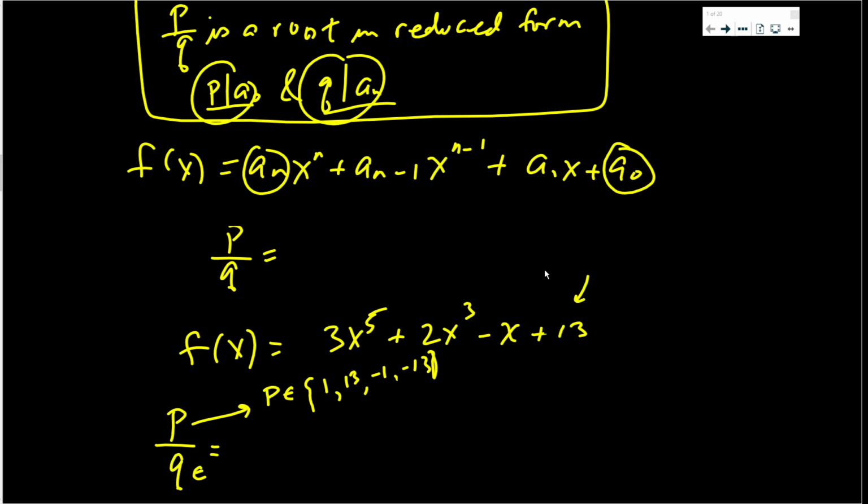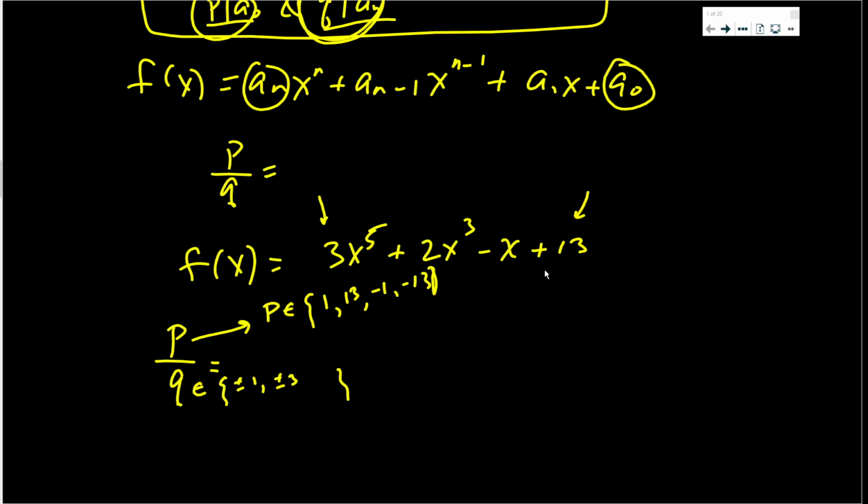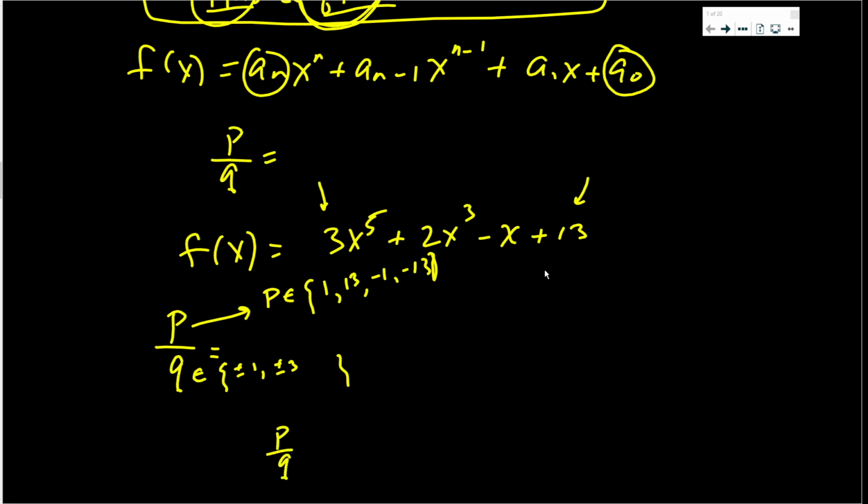And Q must be in which set? Well, remember that Q goes into the leading coefficient, which is 3. The only numbers that go into 3 are plus minus 1, plus minus 3. Okay, so what might P over Q be? Well, it's a set of fractions where we use one of those numbers for the numerator and one of these 4 numbers for the denominator.